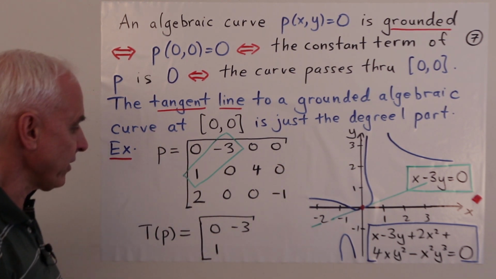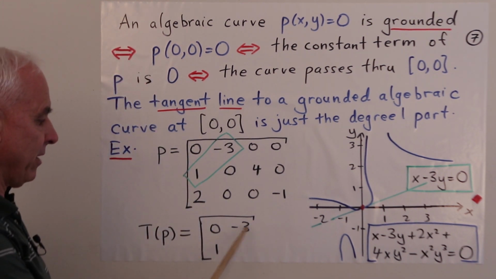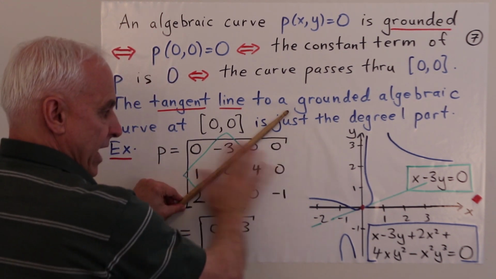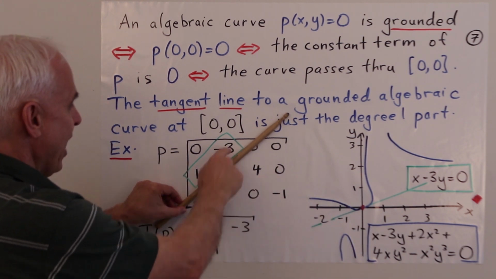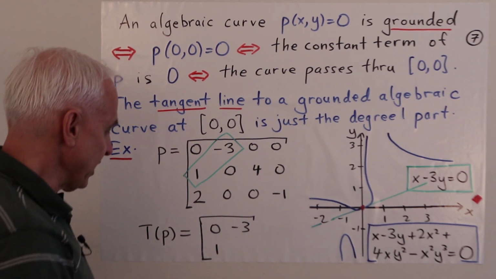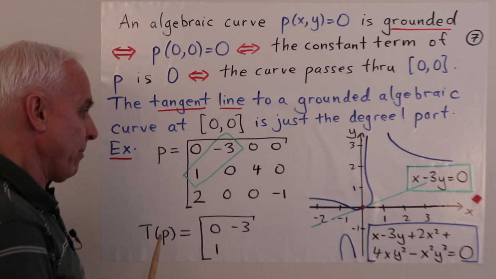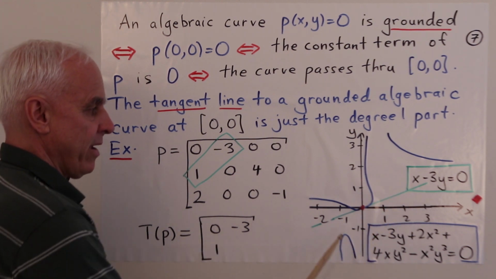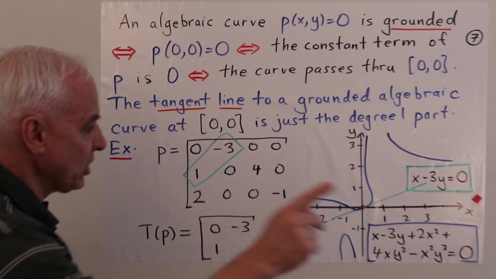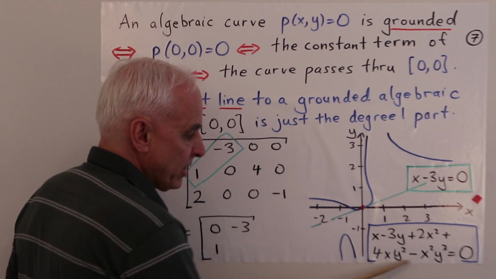If we take the degree 1 part, we get a simpler bi-polynumber. We can call it t of p. We've basically truncated this thing, haven't we? We've taken our line here and erased everything below the line, and just left what's in this top left-hand corner. There's only going to be 2 entries at most because we already know this one is 0. Okay, so what is this? Well, this is a bi-polynumber. The corresponding equation, x minus 3y equals 0, gives us the equation of the tangent line. So that's our definition for the tangent line to a grounded algebraic curve.